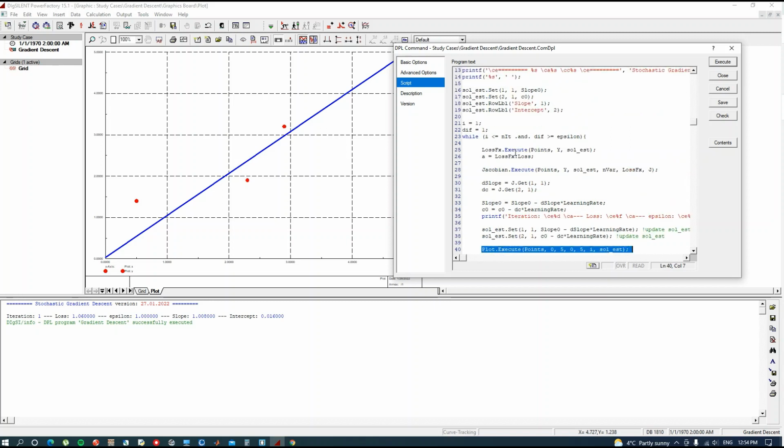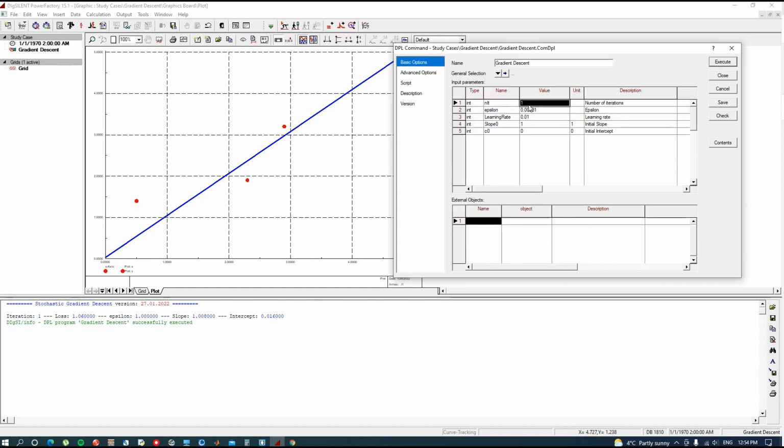The process is repeated until the maximum number of iterations is met, or the difference between the current loss function and the loss function from the previous iteration is smaller than epsilon. So when we run the algorithm, we are going to see that the line moves up and centers itself with every small step. So let's see.